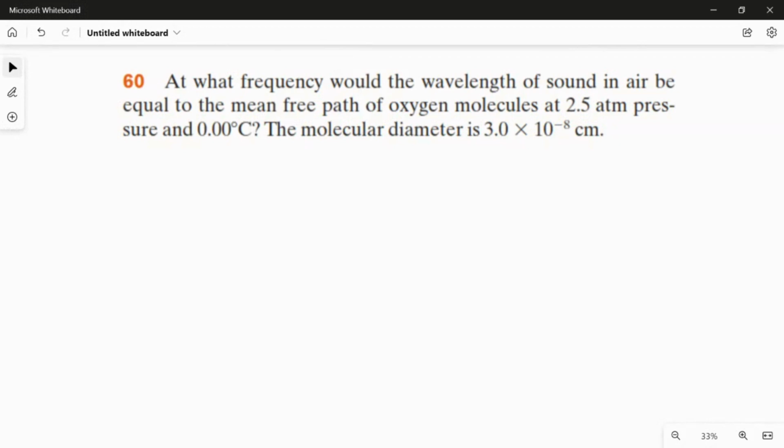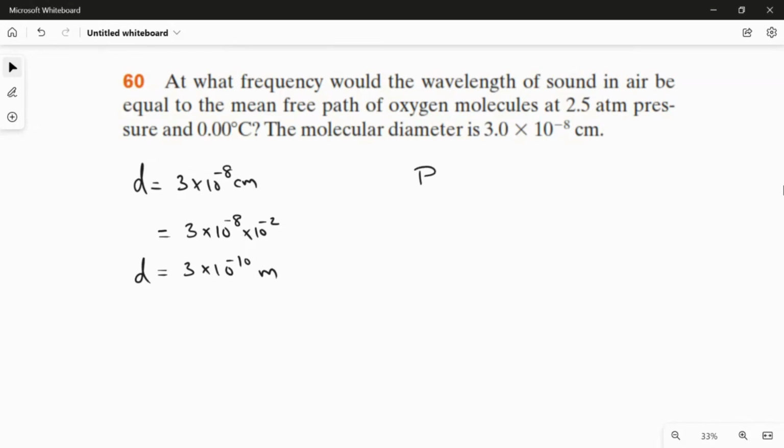So first of all, I'm going to write the given. What is given in the question? The diameter of the molecule is given, which is 3 multiply 10 power minus 8 centimeter. If you convert this in terms of meter, you will get 3 multiply 10 power minus 8 multiply 10 power minus 2, because we have to convert centimeter to meter. By that, you will get the diameter value as 3 multiply 10 power minus 10 meter.